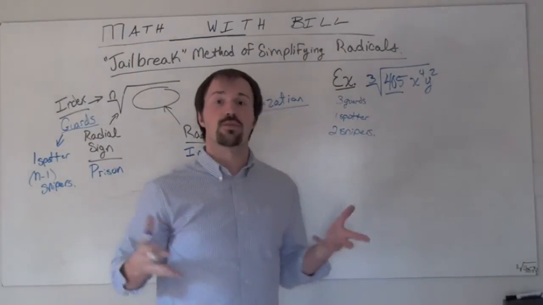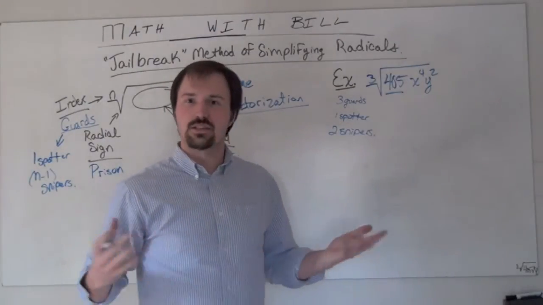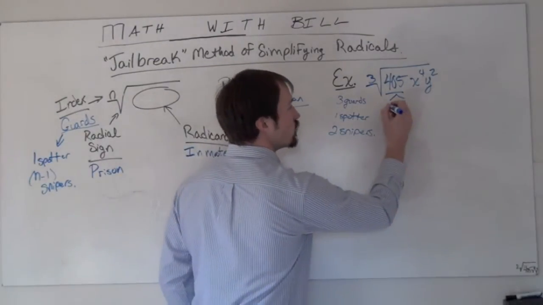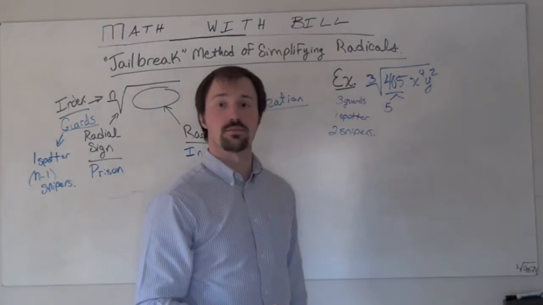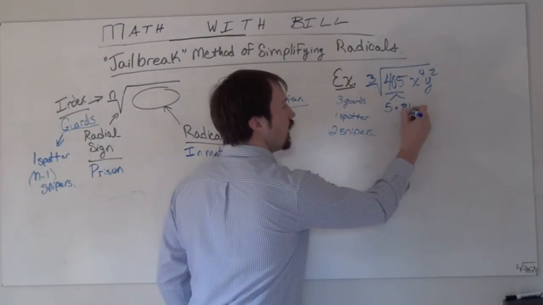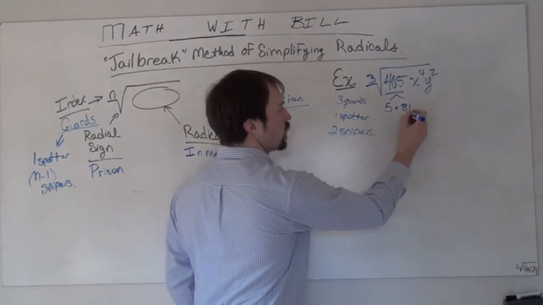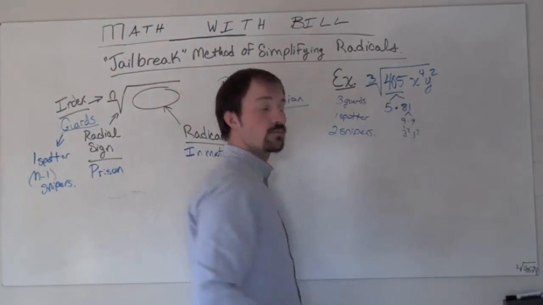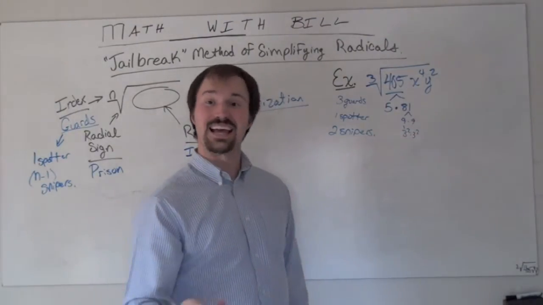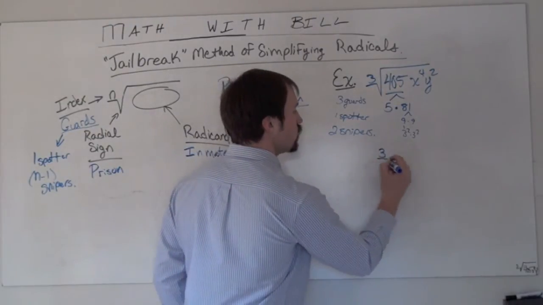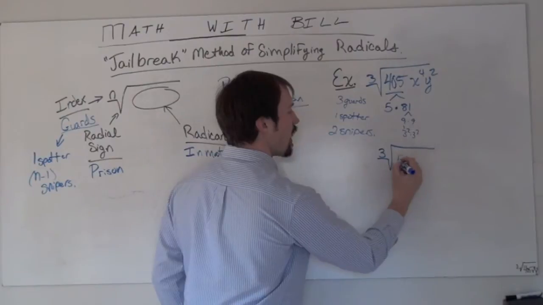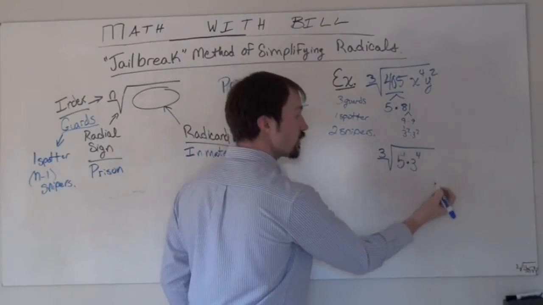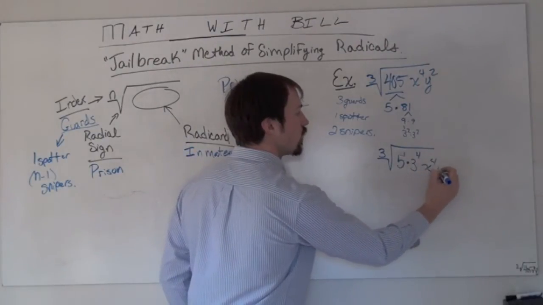405 here is a group of numbers, and 405 isn't a prime number. I can break that down. So I'm going to break down 405 into, well, it ends in a 5 or a 0, so it's divisible by 5. And it's 5 times 81. 81 can be broken down into 9 times 9, or really 3 squared times 3 squared. If I were to rewrite all of this as its prime factorization, I would have cube roots of 5 to the first times 3 squared times 3 squared is 3 to the 4th, x to the 4th, y squared.